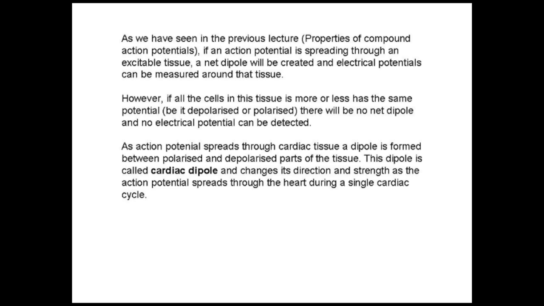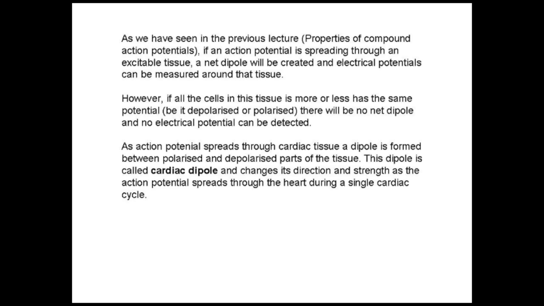So you need a situation where part of this organ or the tissue is depolarized, and part of the tissue is polarized. This is the only condition where you can get an electrical field outside the tissue. And that electrical field is thought to be created by a single dipole. So in the cardiac tissue, during the spread of action potential, part of the cardiac tissue is polarized and part of the cardiac tissue is depolarized. So a net tissue electrical dipole forms, and this is called the cardiac dipole.